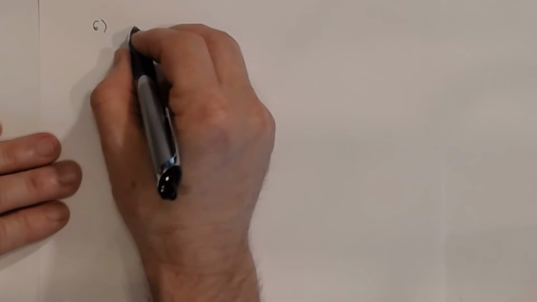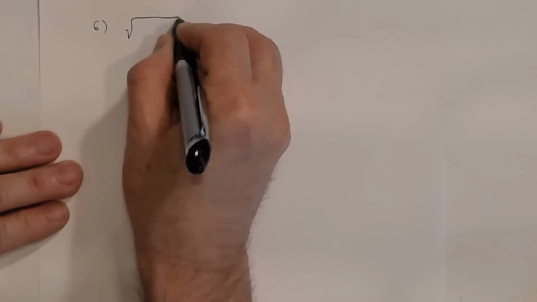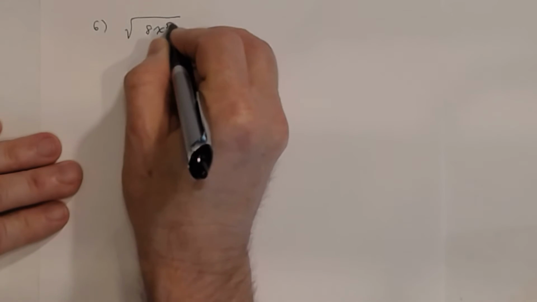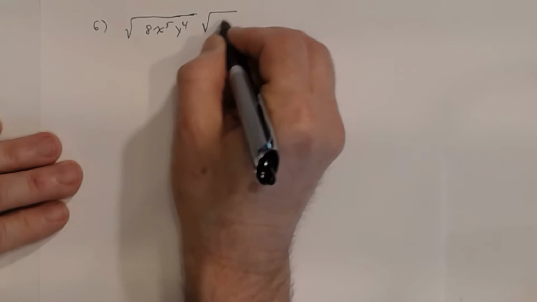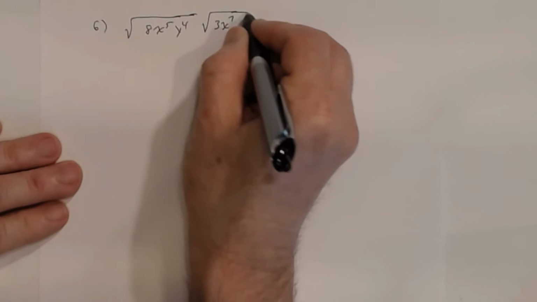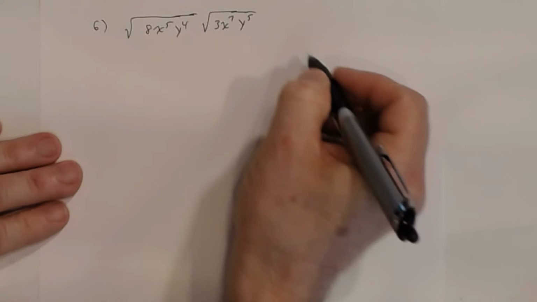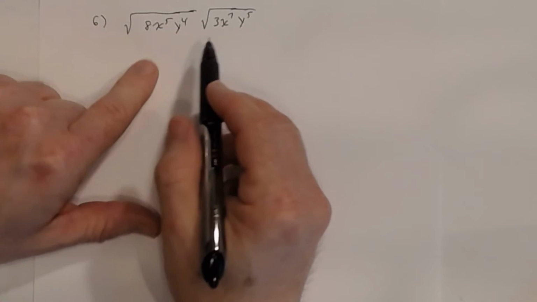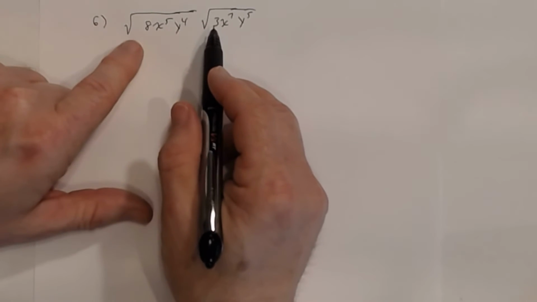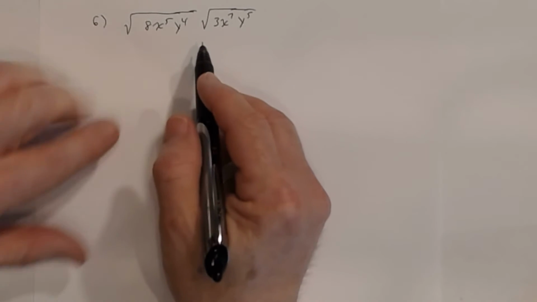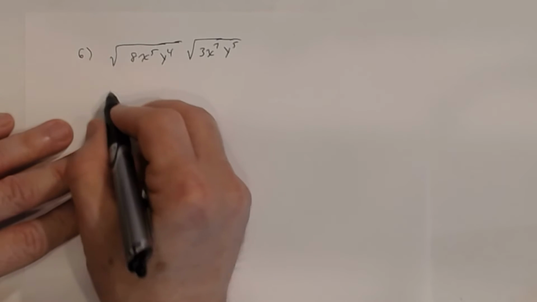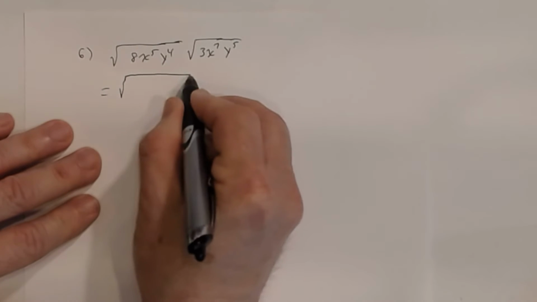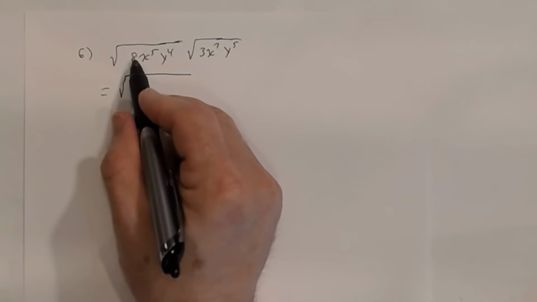So in number 6, I have this now. Listen carefully to this. You have the square root of 8x to the 5th, y to the 4th, times the square root of 3x to the 7th, y to the 5th. Now notice I can multiply these two. I can write these two as 1 square root because the indices are the same. Now remember how to do that. Nothing's new here.